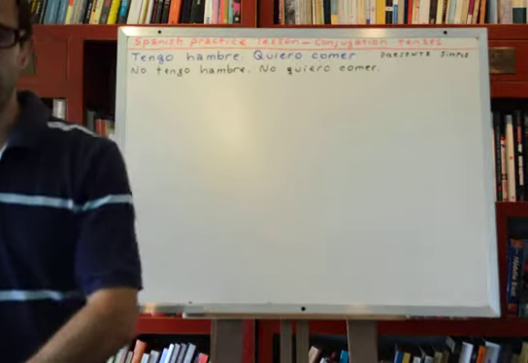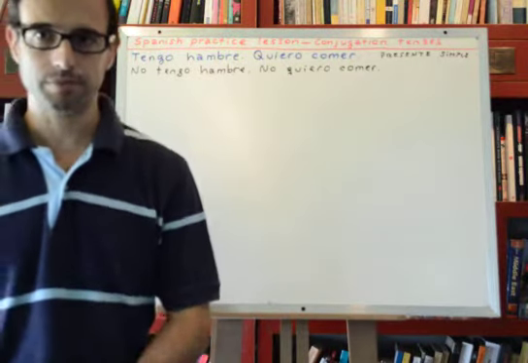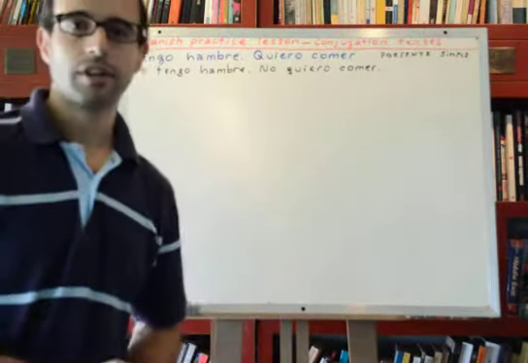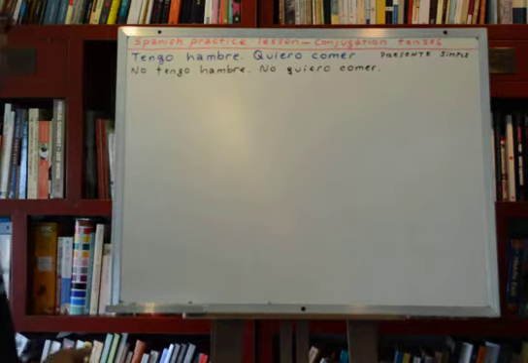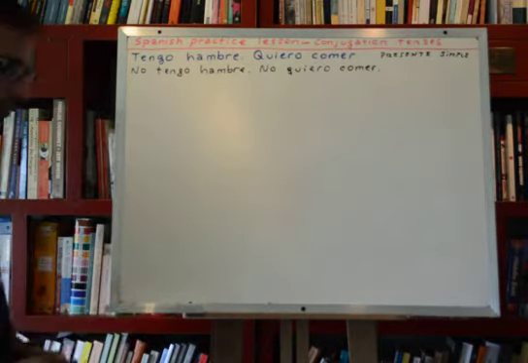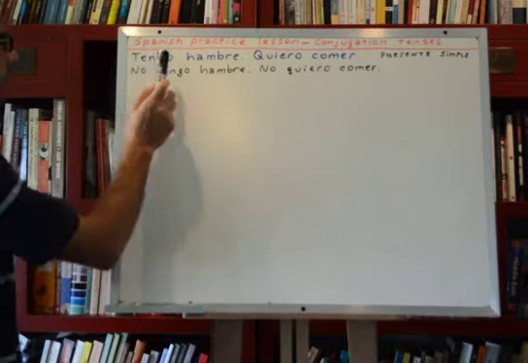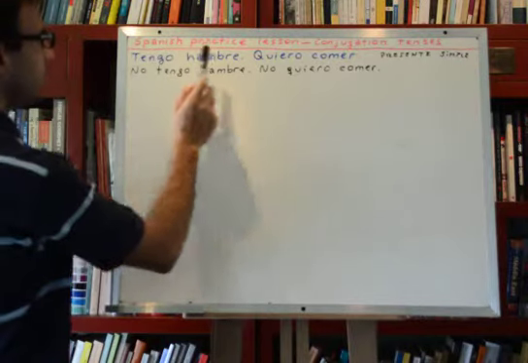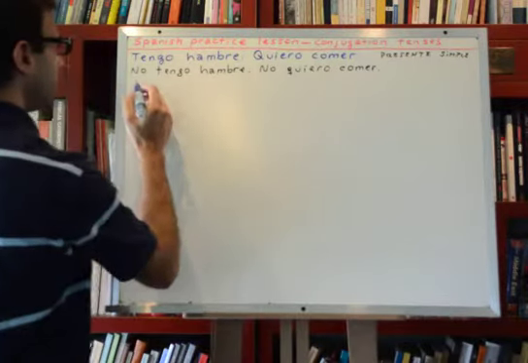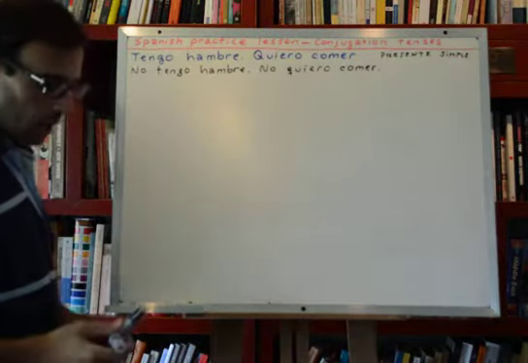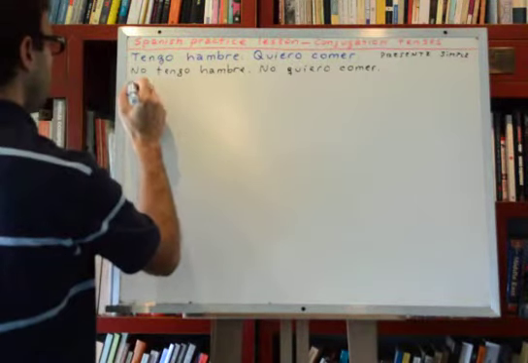O pretérito indefinido. In Spanish, the simple past is also called pretérito indefinido, right? Or undefined preterite, okay? So, in simple past, how would we change this? Right, we will just change the verbs, right? Tengo hambre, I want to say I was hungry, right? I was hungry. Tuve hambre.